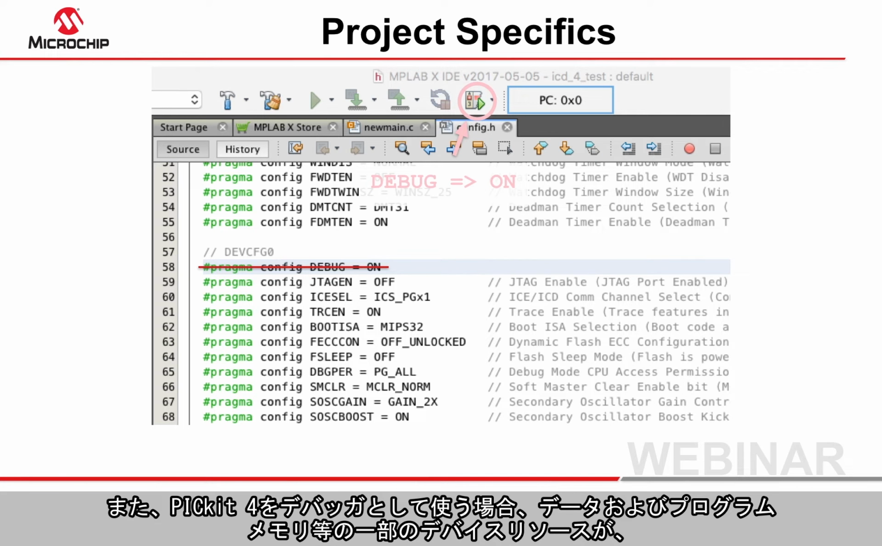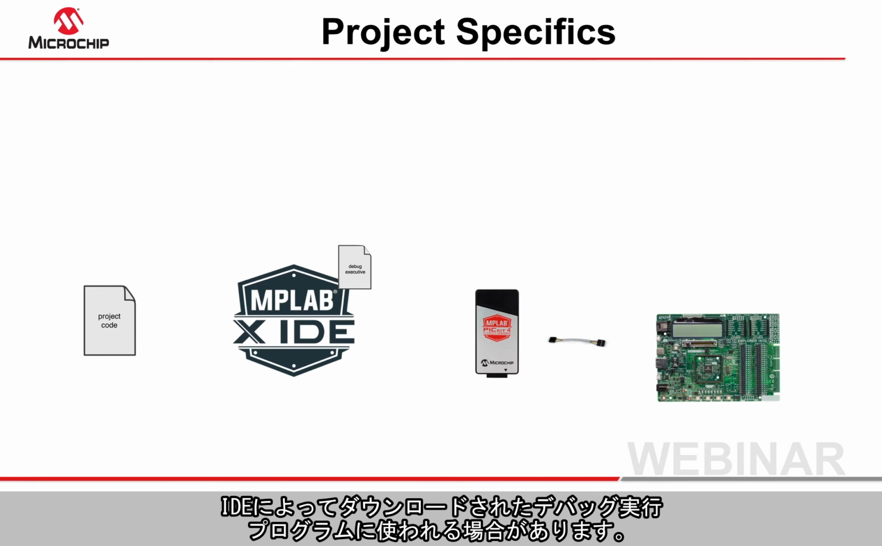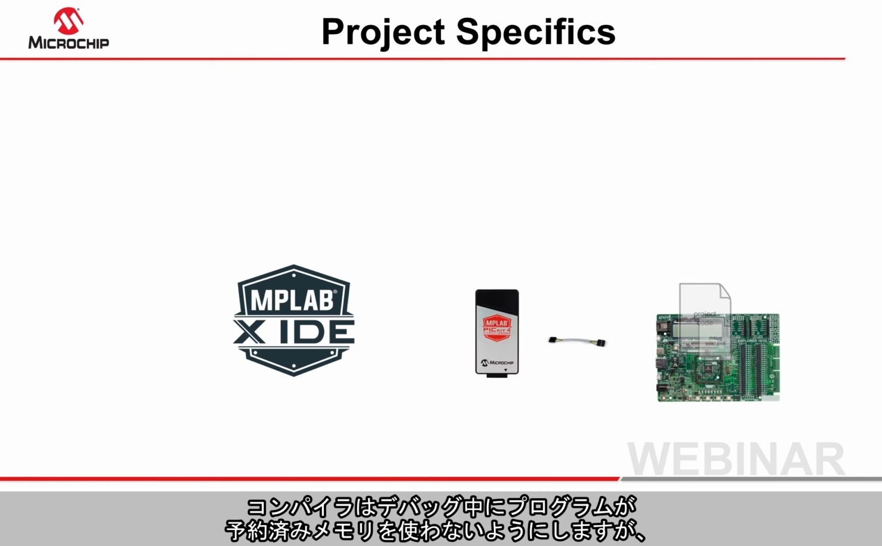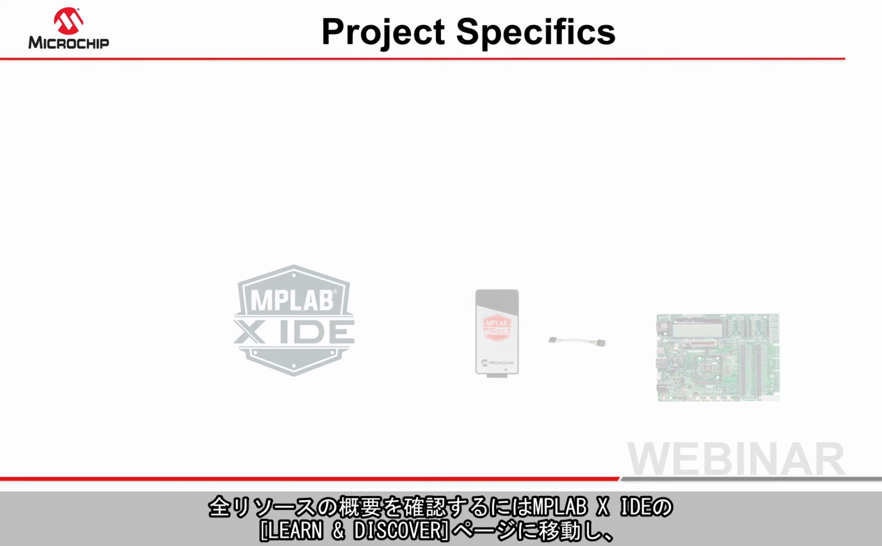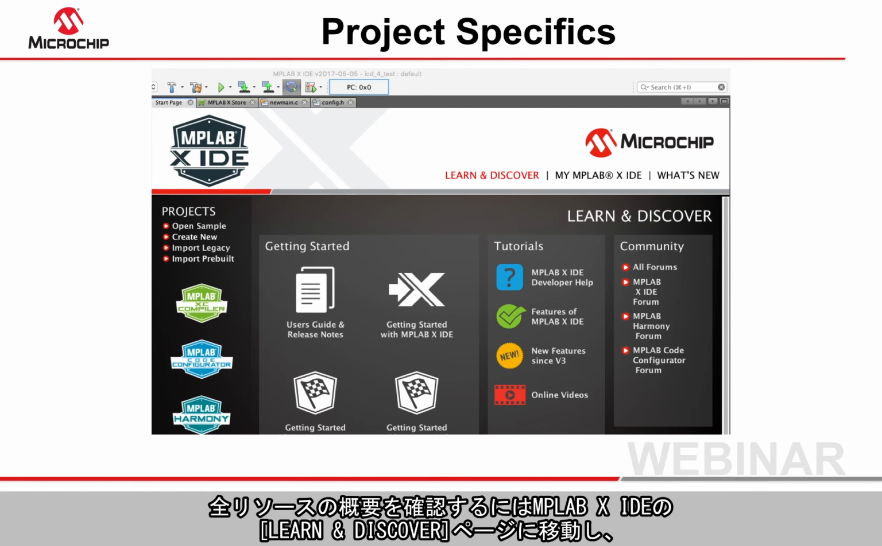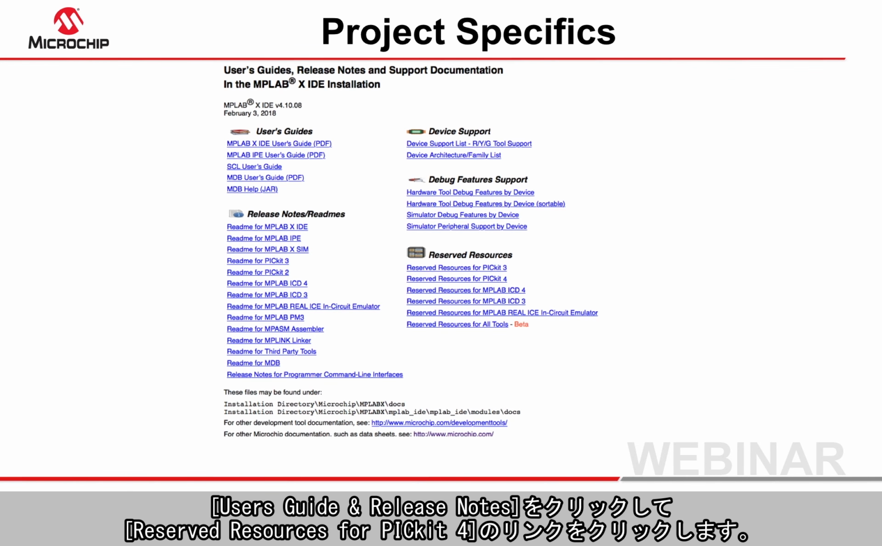Also note that if you are using the PICkit as a debugger, some of the device resources, such as data and program memory, might be used by the debug executive downloaded by the IDE. Your compiler will ensure that your program avoids reserved memory when debugging, but you should never explicitly allocate objects or code to these addresses. To see a summary of all the resources, go to the MPLAB IDE Learn and Discover page, click on User's Guide and Release Notes, then click on the link for the reserved resources for PICkit 4.